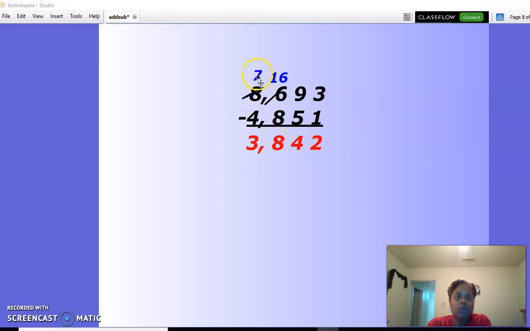Now we move back over to our thousand place value position, and we subtract 7 minus 4, which is equal to 3. Our answer is 3,842.